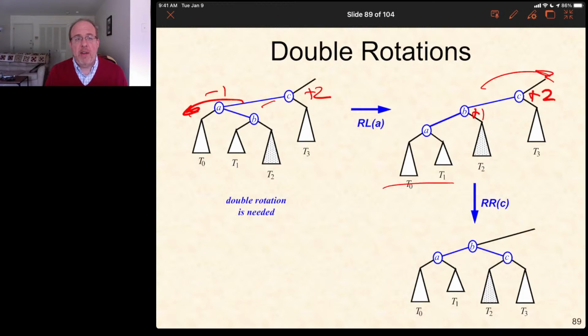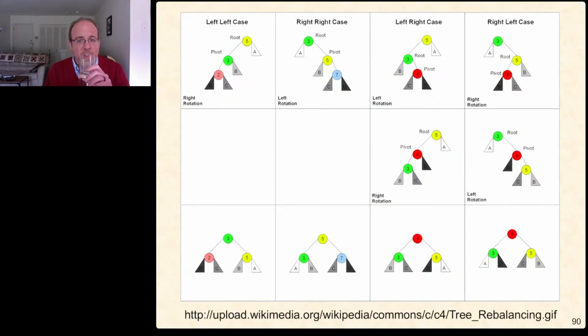So the intuition is when we have a +2 or a -2, if the heavy side has the same sign as the unbalanced node, we just need a single rotation. If the heavy side has a different sign than the unbalanced node, we need a double rotation. So this is an example just sort of in pictures. And this picture is going to turn out to be really, really helpful for you as you think about how to reason these things through.